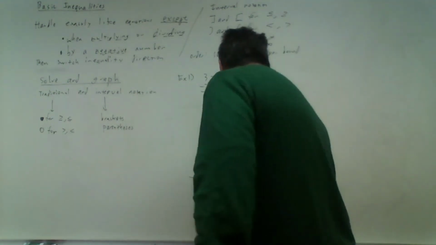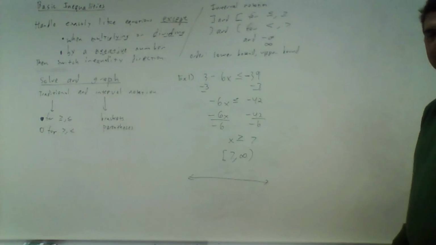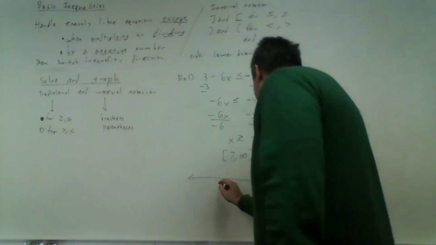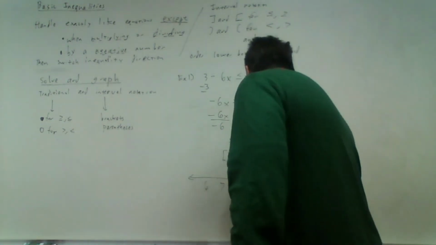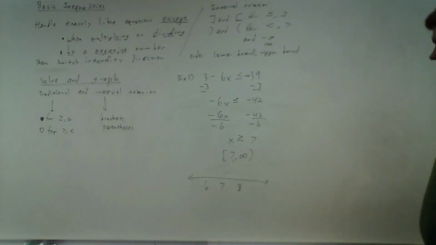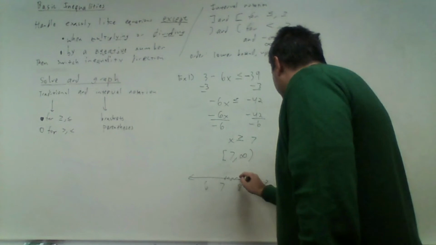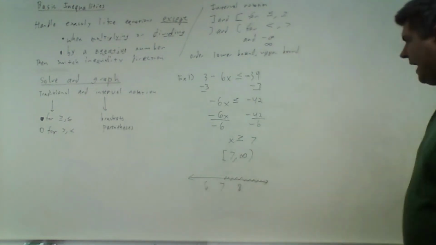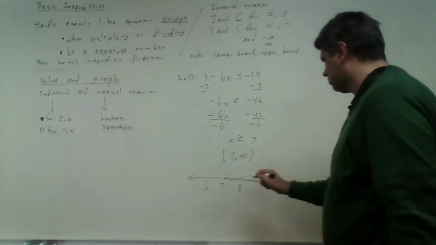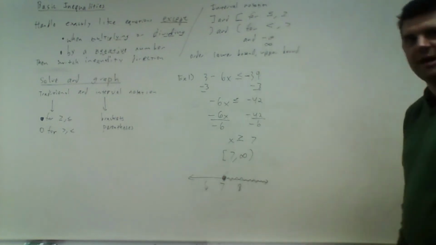Now, traditional graphing would look like this. We got a 7, we got 6, we got 8. I basically put the two neighboring numbers there. The numbers that are greater than 7 are over here. And we use a closed dot for the or equal to. That's traditional notation.